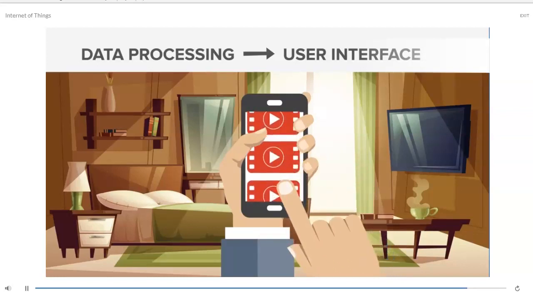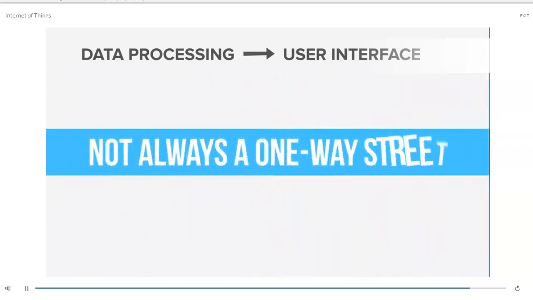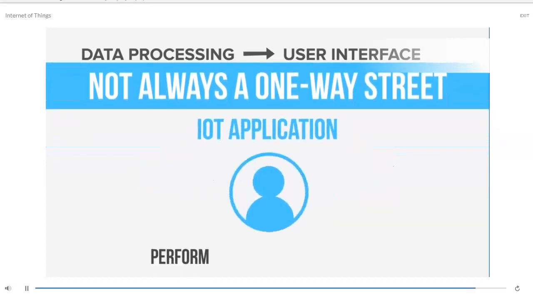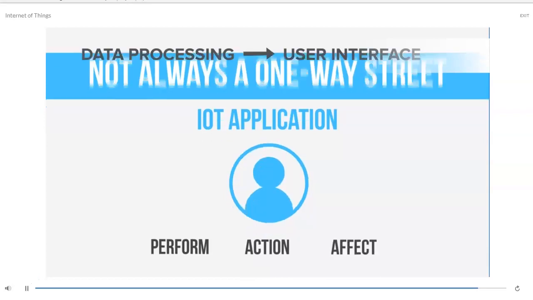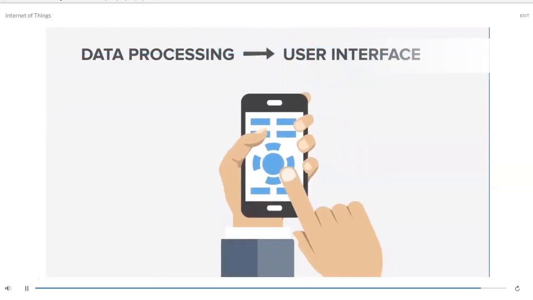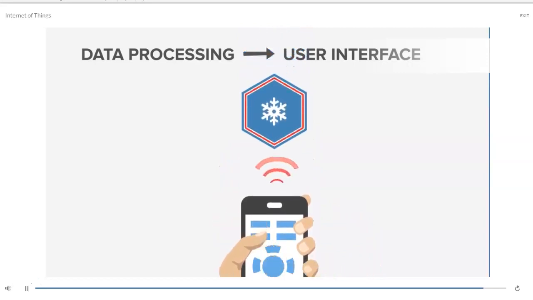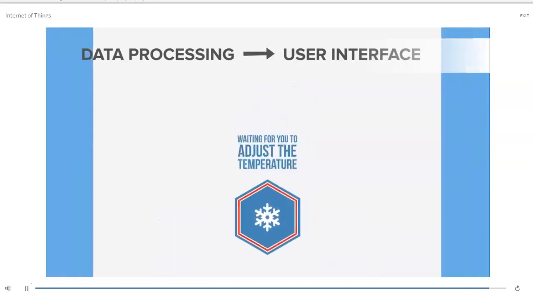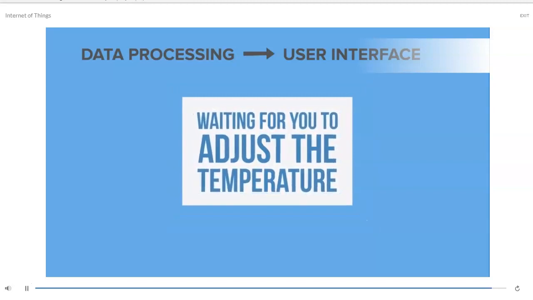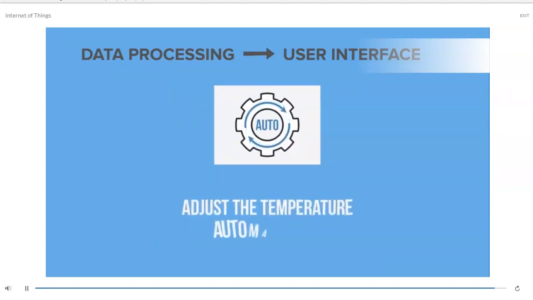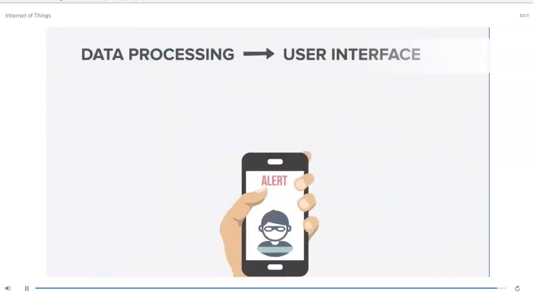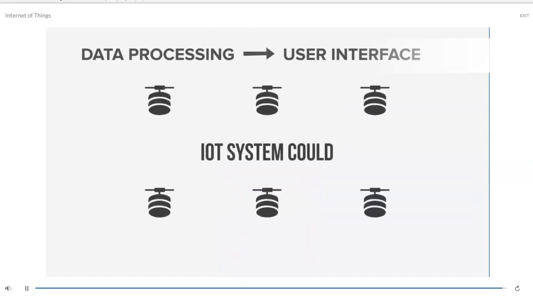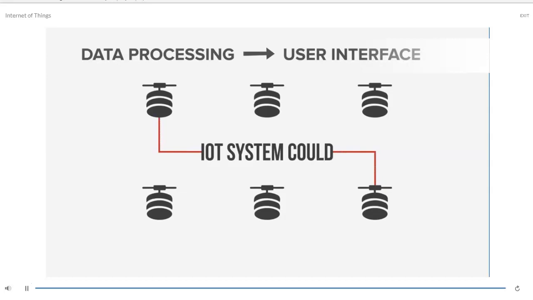However, it's not always a one-way street. Depending on the IoT application, the user may also be able to perform an action and affect the system. For example, the user might remotely adjust the temperature in the cold storage via an app on their phone. And some actions are performed automatically. Rather than waiting for you to adjust the temperature, the system could do it automatically via predefined rules. And rather than just call you to alert you of an intruder, the IoT system could also automatically notify relevant authorities.